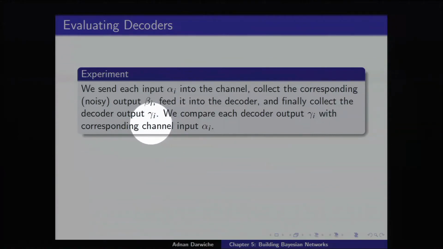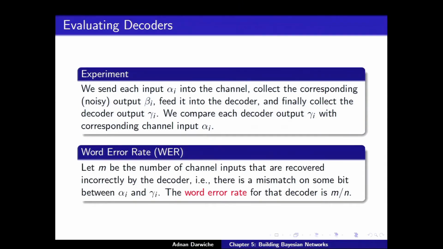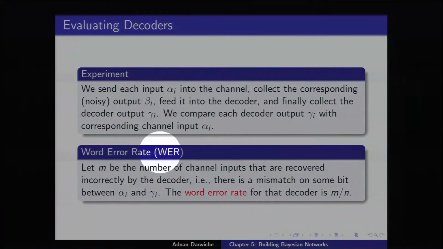Good so far? The question is, how do I capture its error or its performance? There's two ways to do that, right? I need to compare this to that, but in what way? One of them is the word error rate. You basically see how many of these I got right. Meaning, anytime you have any error in the bits, that's a strike. So if I send 100 vectors, I see how many were not recovered correctly, right? M is the number of channel inputs that are recovered incorrectly. N is the total. That's the word error rate.